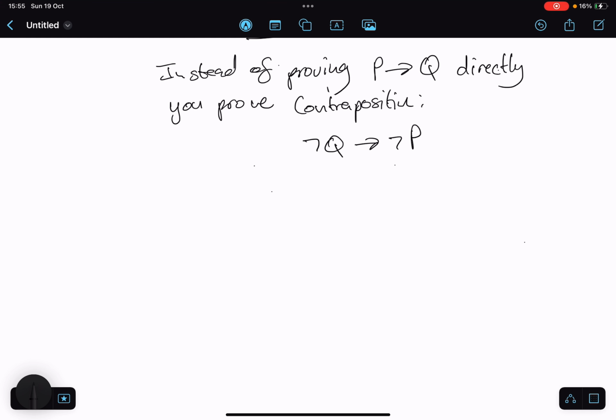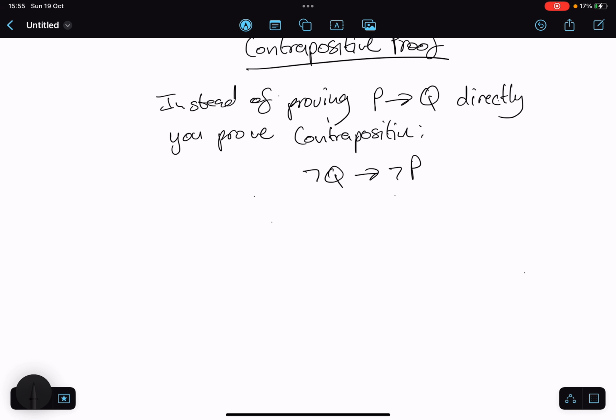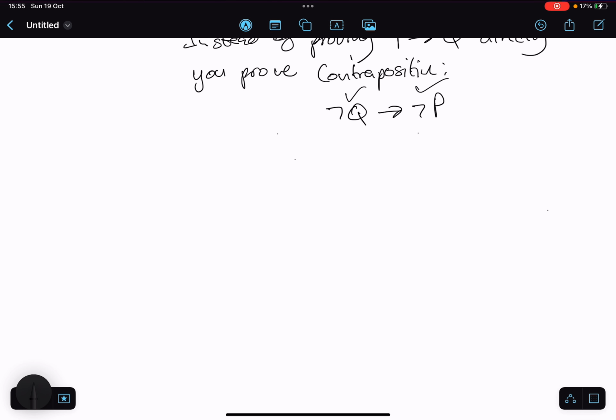Obviously, the negation is the opposite of a proposition or a statement, right? So if we are saying P implies Q, the contrapositive would be the opposite of Q implies the opposite of P. Here we're moving from P to Q, but when you're looking at the contrapositive, we are moving from the opposite of Q to the opposite of P. So this is very important. Let me just give you an example.